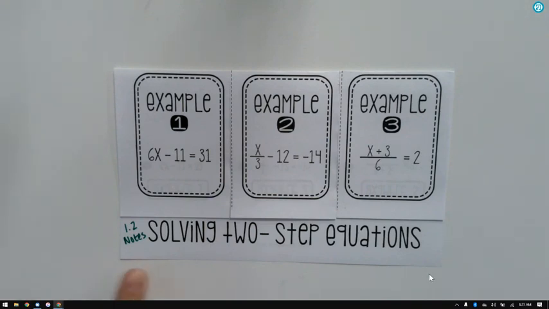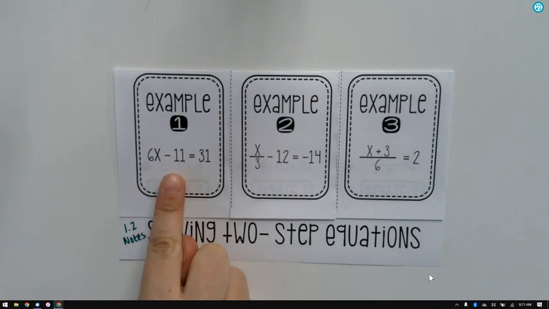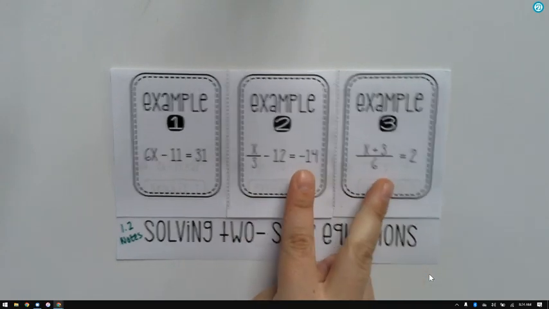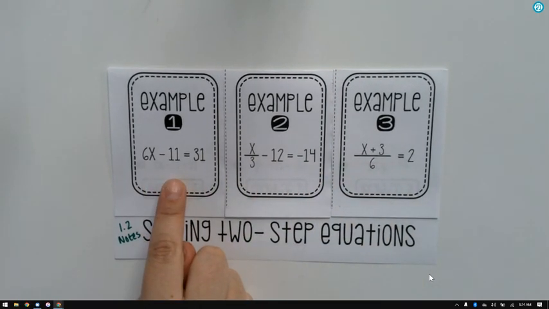So today for 1.2, we are solving two-step equations. Yesterday, you saw equations that looked like this on your assignment, and by yesterday I mean Tuesday. You saw equations that look like this. We have not yet seen equations that look like this yet, though. So the first thing that we're going to do is we're going to do these two examples.